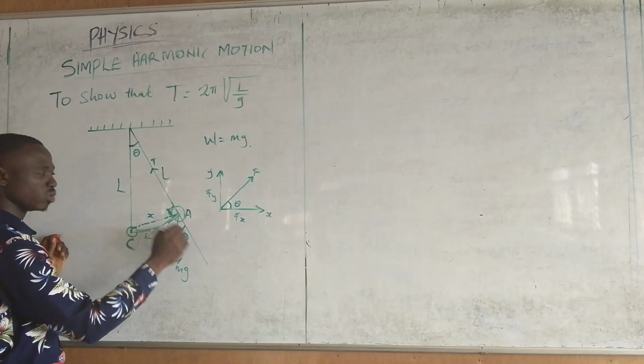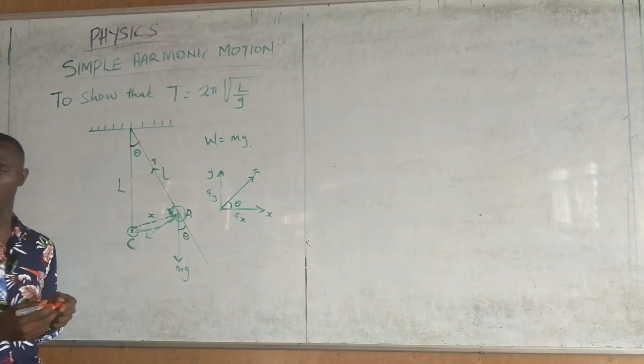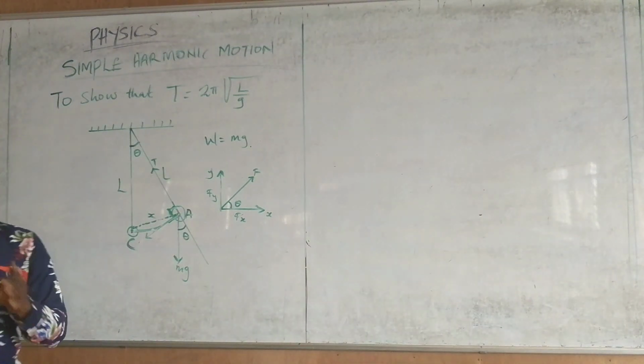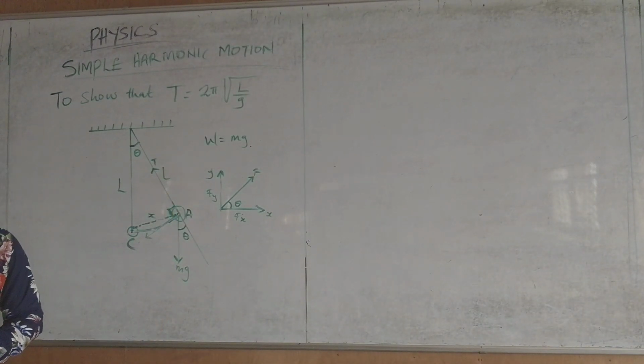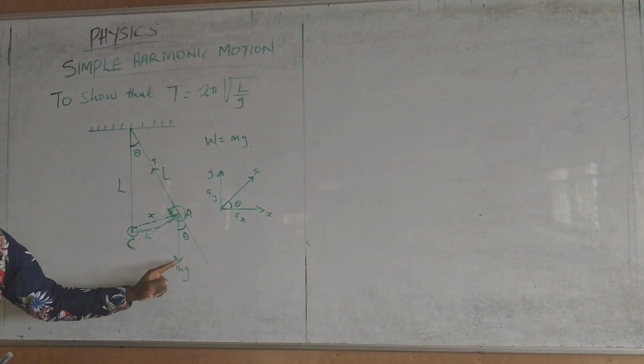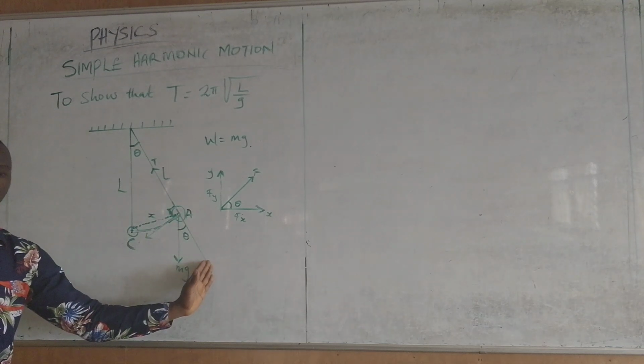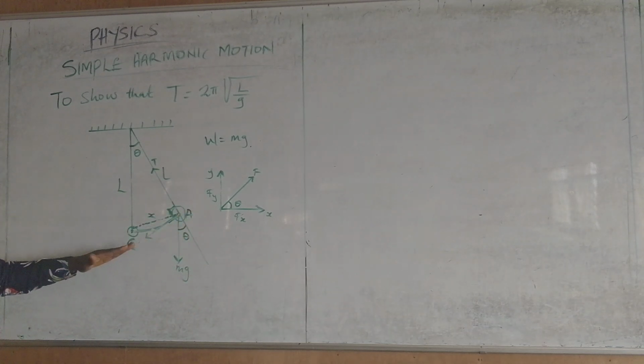They are at an angle of 90 degrees to each other; they are perpendicular to each other. So that makes it possible for us to resolve the weight of the bulb, which is mg, along this line and along the tangent to the arc.